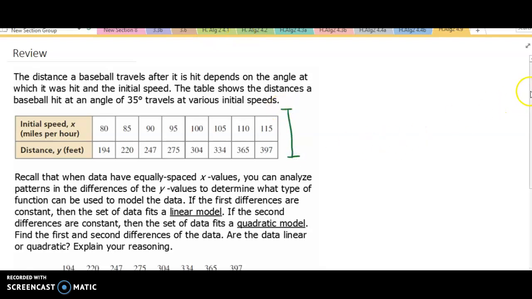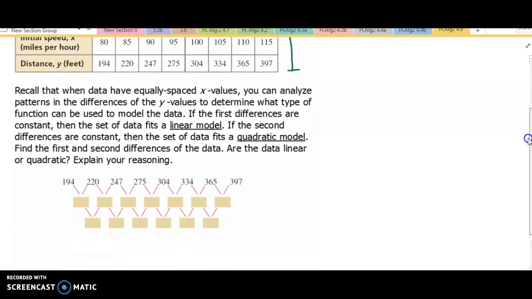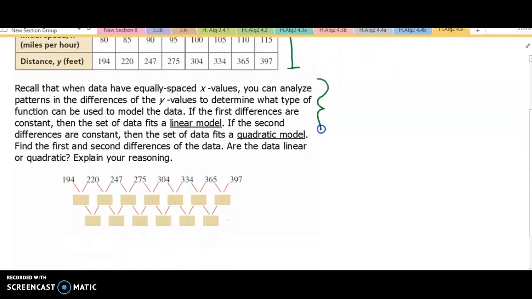Okay, if we keep going, here's kind of the review for you. Recall that when data have equally spaced x values, you can analyze patterns in the differences of the y values to determine what type of function can be used to model the data. If the first differences are the same, the data fits a linear model. If the second order differences are constant, we have a quadratic model, and we had talked a little bit about how if the third are constant, it'd be a cubic model, if the fourth are constant, it'd be a quartic model, and so on and so forth.